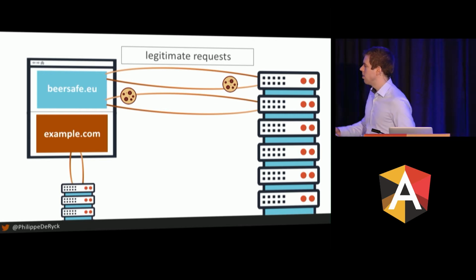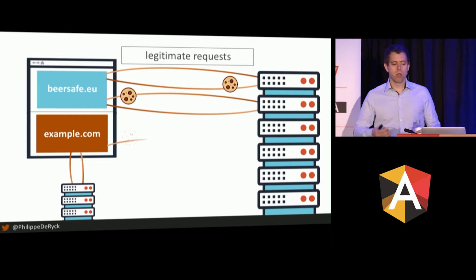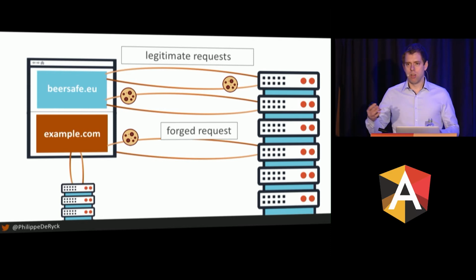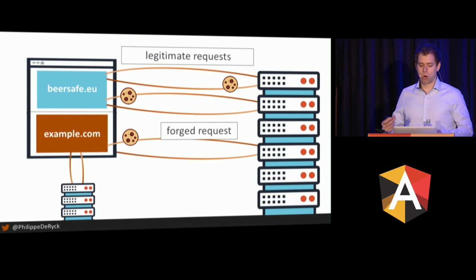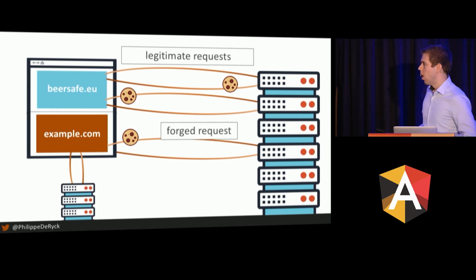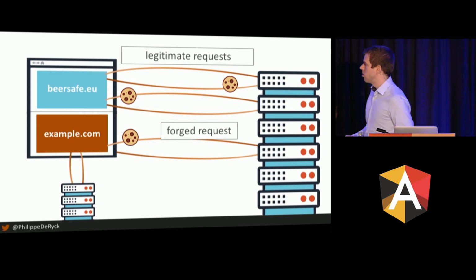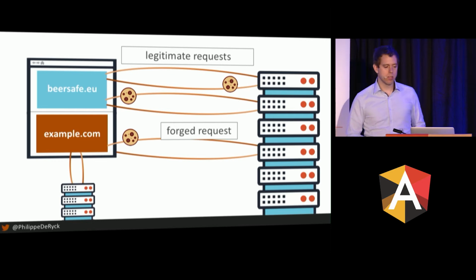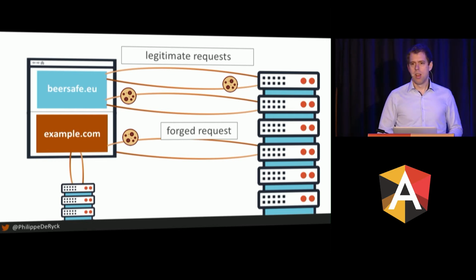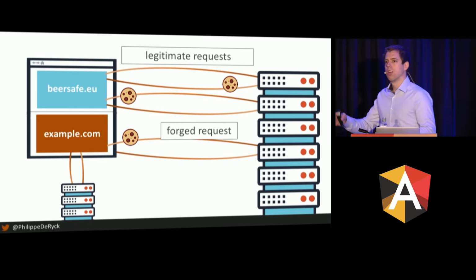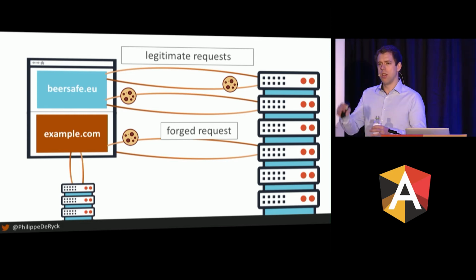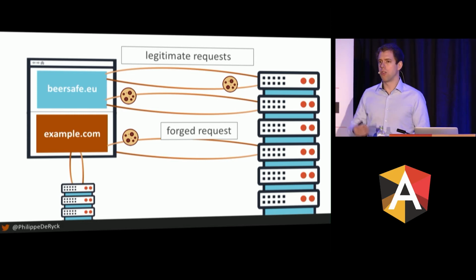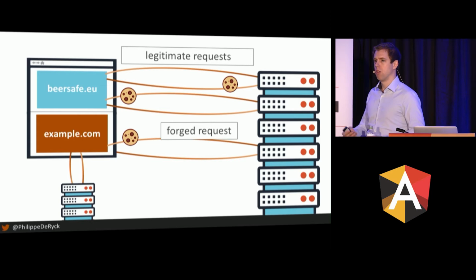And the second context, in this case from example.com, is also not doing anything weird. So far, there's no attack happening. This is a normal interaction pattern in the browser. However, this context can send a request to the backend of the other application. In this case, example.com is sending a forged request to the BeerSafe backend. And you can easily do that by, for example, constructing a form with hidden input fields and submitting that form that's going to trigger a POST request to a backend from another domain.